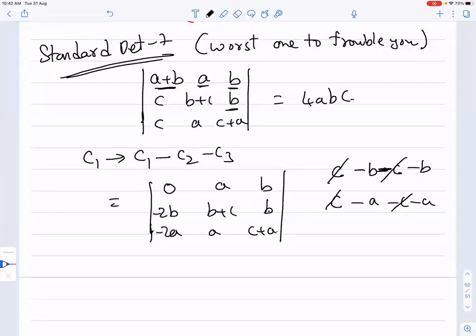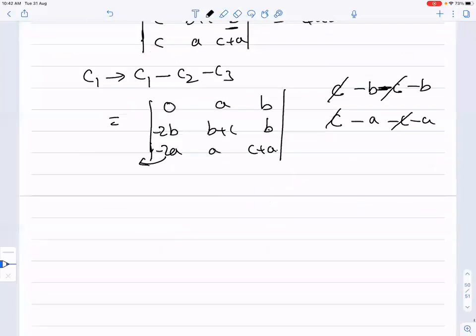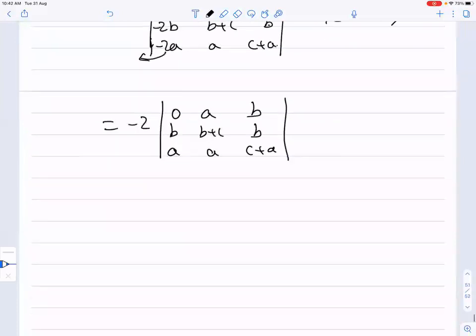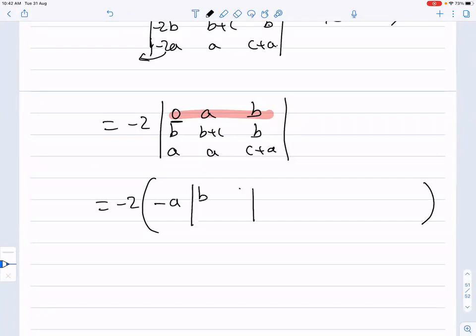Then I'm going to take minus 2 common from this. So minus 2 times the determinant 0, A, B; B, B plus C, B; A, C plus A. Now I'm going to expand. Expand with respect to any row or any column, it doesn't matter. I'm going to expand with respect to the first row only. So minus 2 times 1, 0 is there. See, the 0 term we don't need to write. Minus A into the determinant of B, B, A, C plus A.